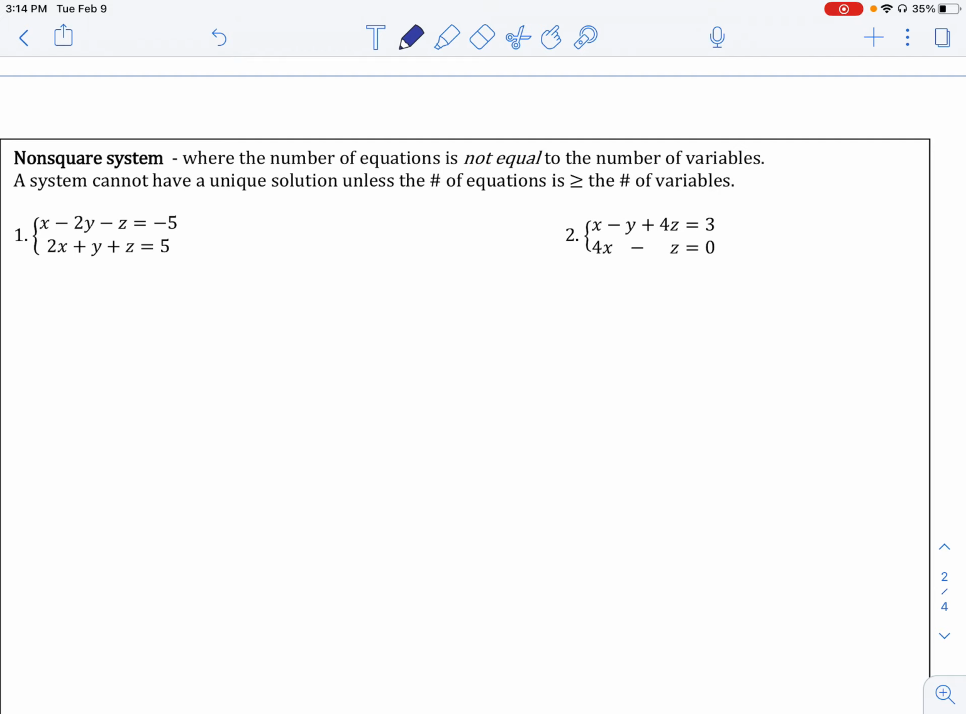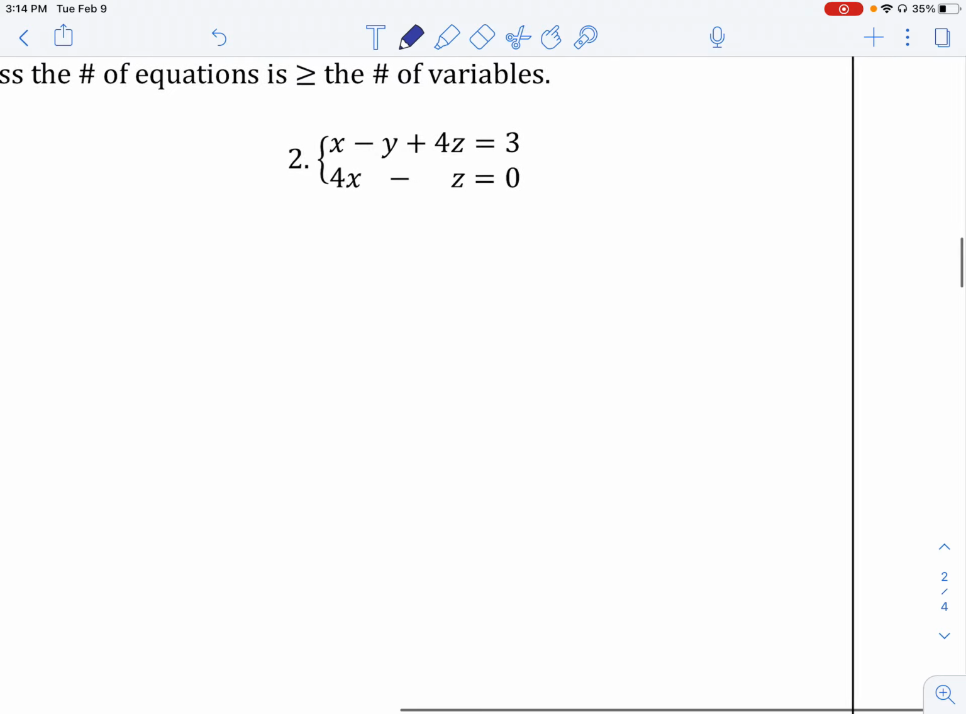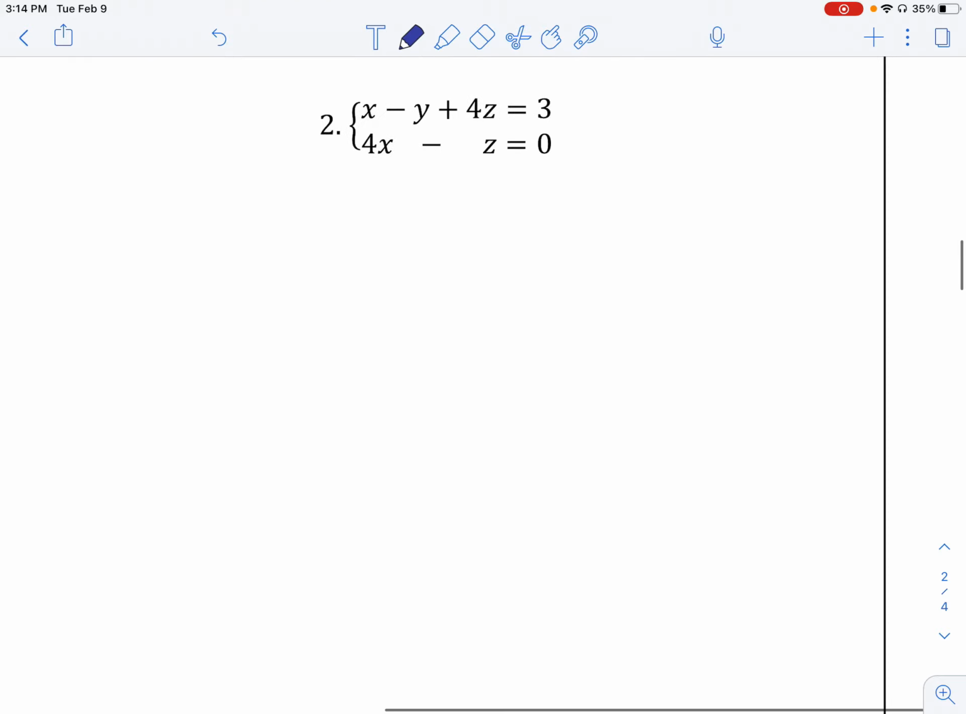And sometimes we won't know that the system is non-square until we do some row operations. So I actually want to start with number 2, because I think this will be a little bit easier for us to handle as our first jump into working with non-square systems. And then I will leave you to try number 1 on your own, and you can check those solutions in Classroom. But let's look at number 2.